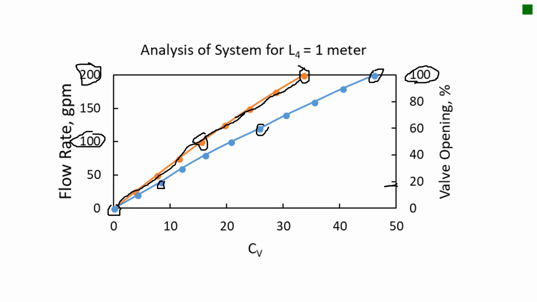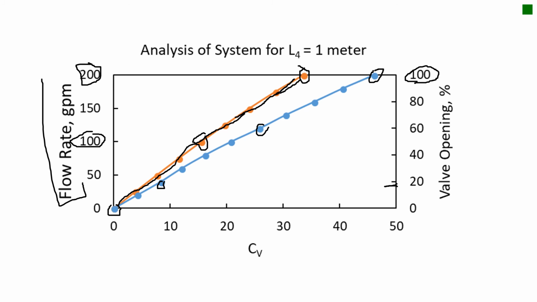On the right-hand y-axis, I have the valve opening percentage as a function of the valve CV. And on the left-hand y-axis, I have the calculated CV as a function of flow rate. I want you to take a look at both of these two particular lines.